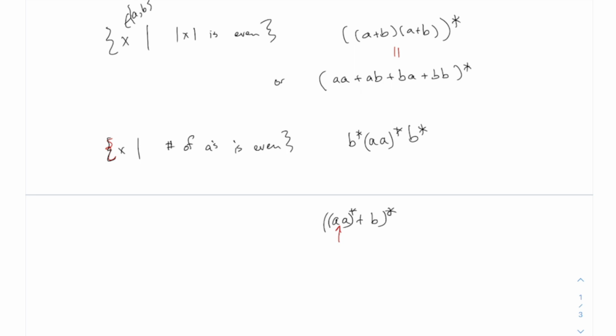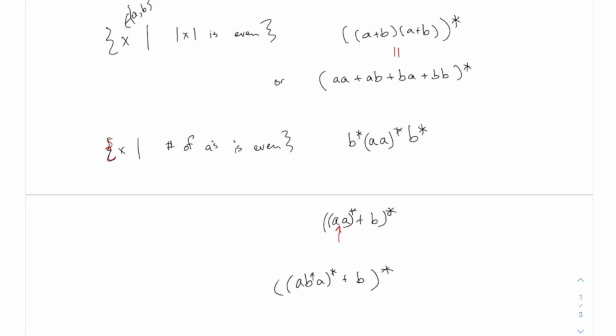Now, maybe this is good enough. A, B star, A, all star plus B, all star. Can't start with a B, right? This can start with a B because you have this outer star here, and the first time through you can choose the B.